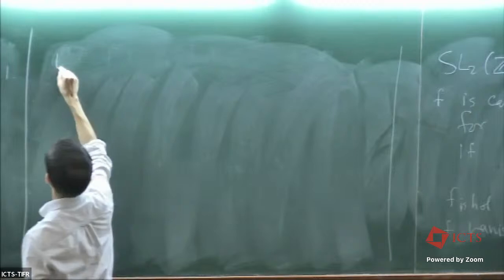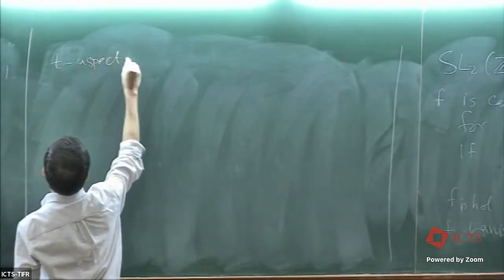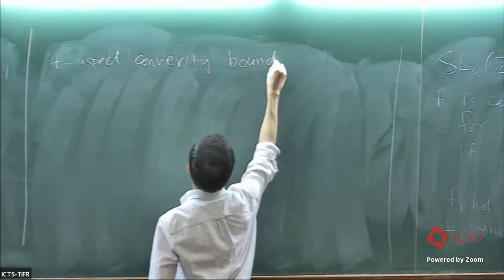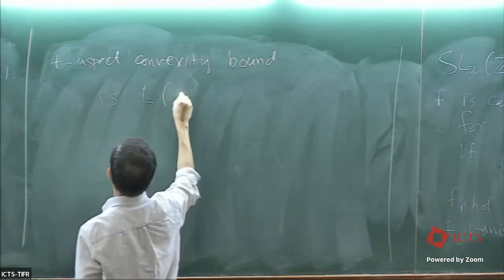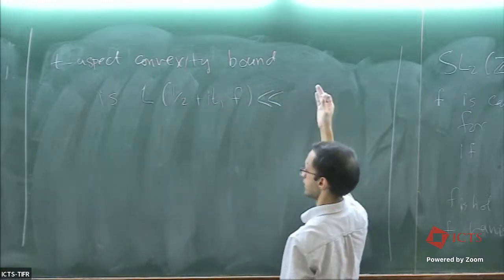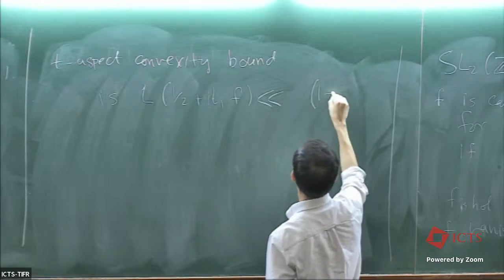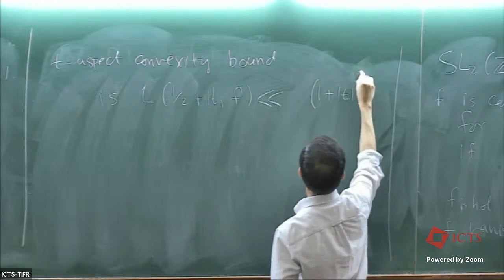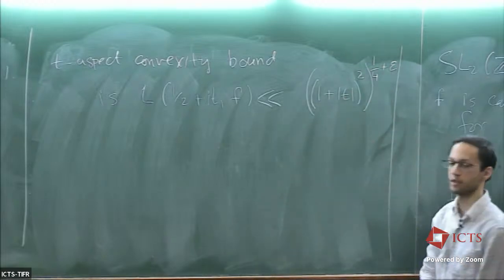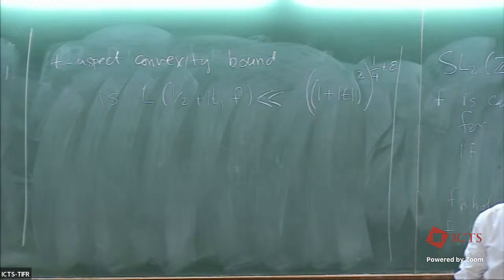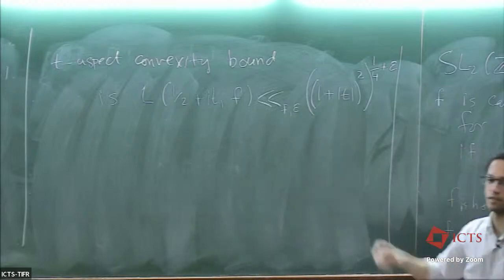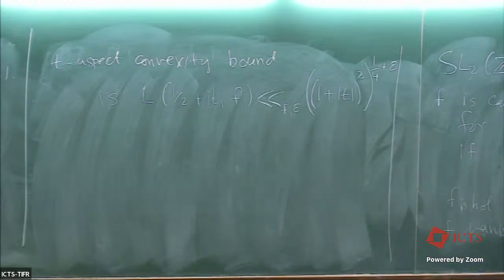So the T aspect convexity bound is... okay, let me first write what this is. So it's conductor to the 1/4, so conductor to the 1/4 plus epsilon. And over here, I'm fixing my form F. So I will let possibly this implicit constant depend on the form and on this epsilon.